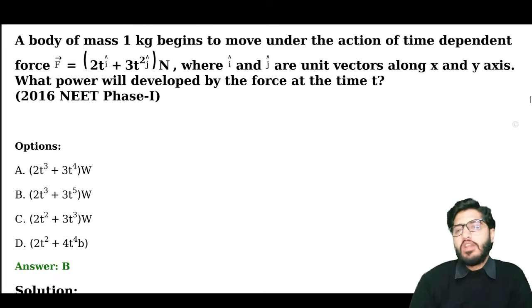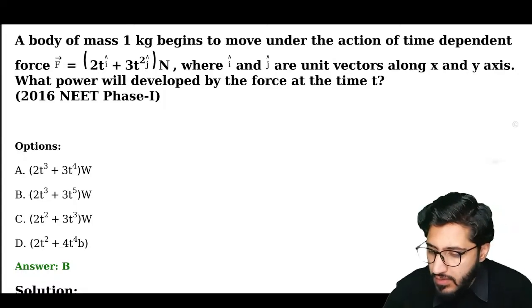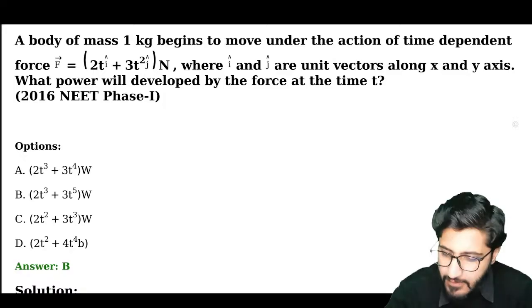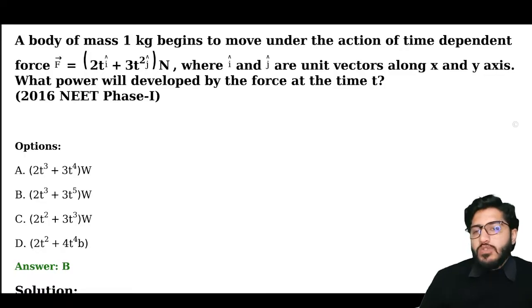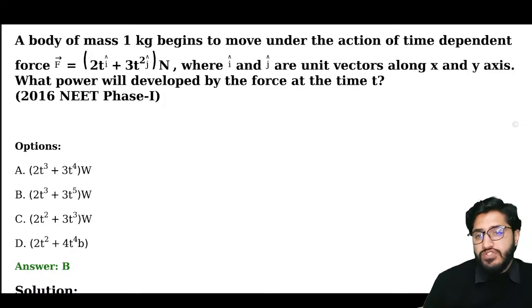Next one. A body of mass 1 kilogram. What is timing now? Okay, so what do we have now? We have now, 1 second. Okay. Next numerical is a body of mass 1 kilogram begins to move under the action of a time dependent force along the unit vectors x and y. So we have to find out the force, sorry, the power.